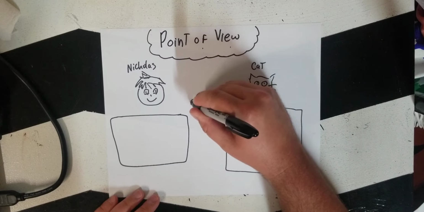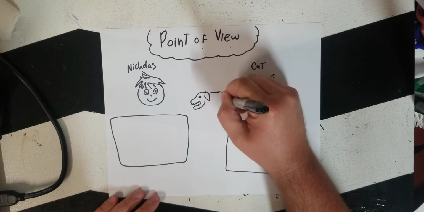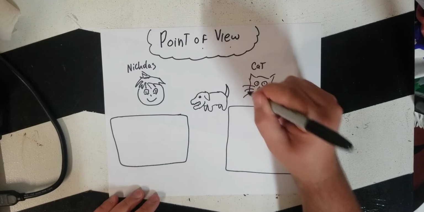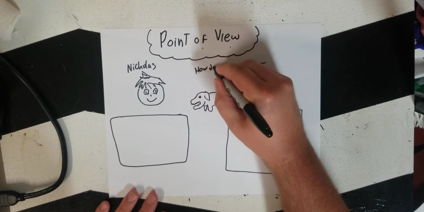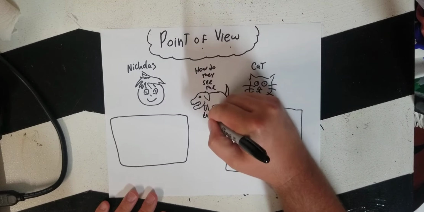All right, the neighbor's dog. And he's got some sharp teeth here. And I'll just draw the dog here. It's not the best drawing. There we go. All right. How do they see the dog?